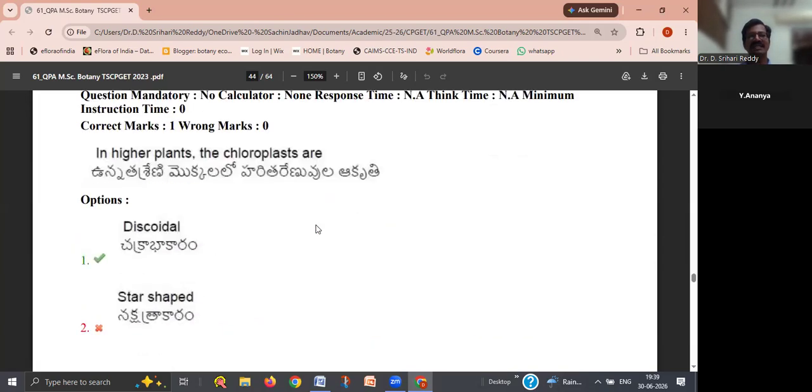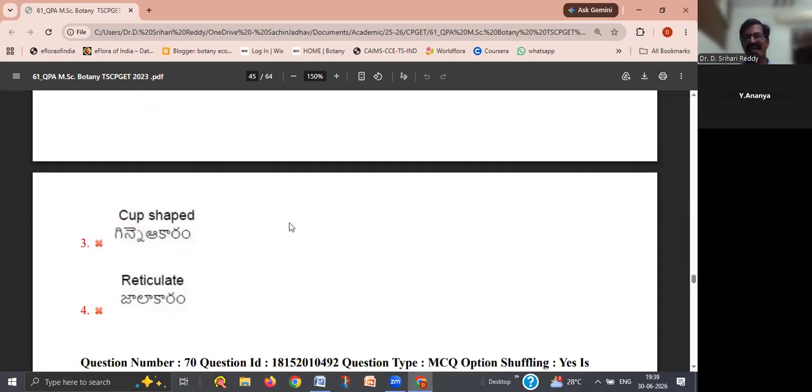Next, in higher plants, the chloroplasts are. So in which shape? We already discussed spirally coiled, spiral structures in Spirogyra, reticulate form in the case of Oedogonium. But in the case of higher plants, angiosperms, we find the chloroplast in a disc-like form or discoidal shape. That is the right answer.